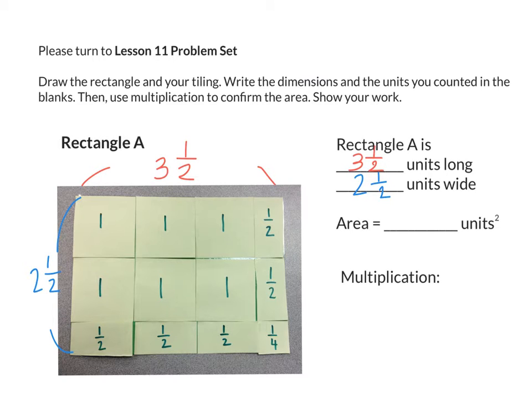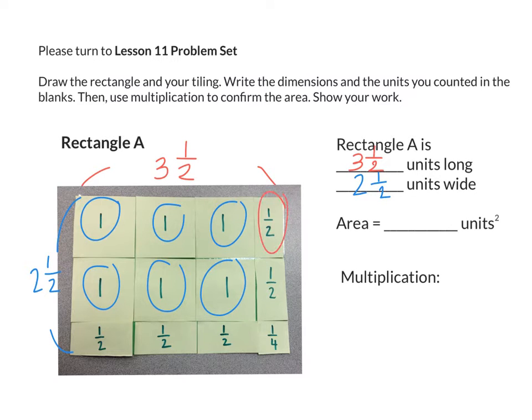Okay, now let's count how many tiles we used. There's 1 whole one, 2, 3, 4, 5, 6 wholes. Okay. These two, how many halves do I have altogether? 1, 2, 3, 4. And so these two add up to 1, right? And these two add up to 1. So now how many wholes do I have altogether? 8. 8 wholes. And then I have 1/2 plus 1/4.